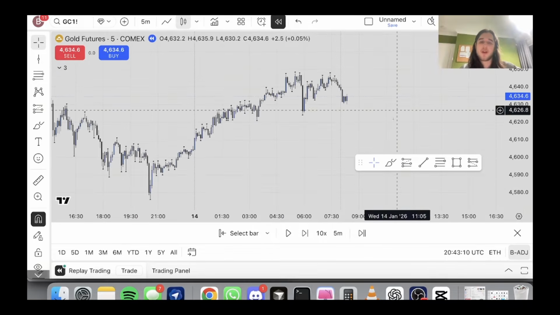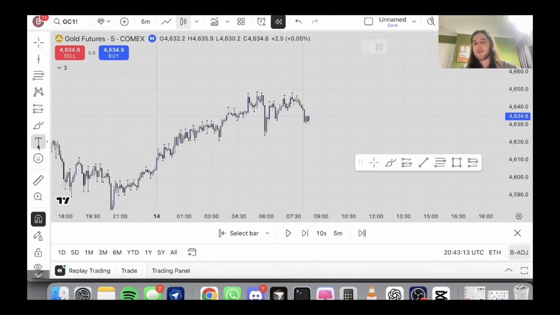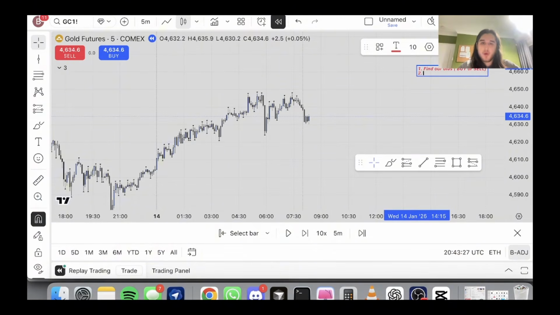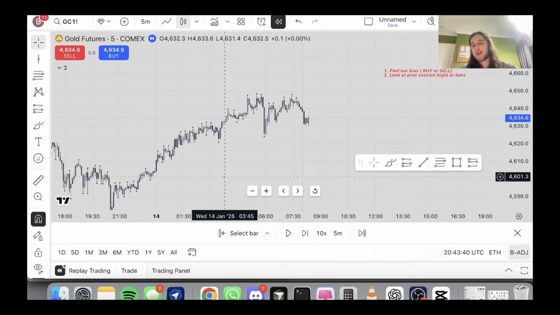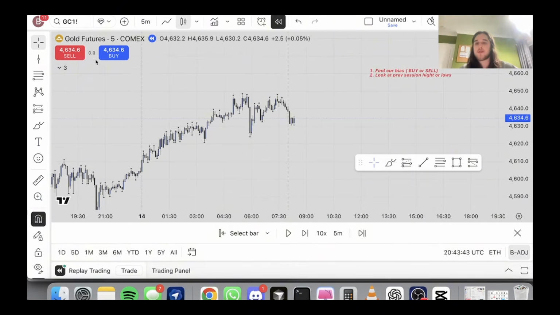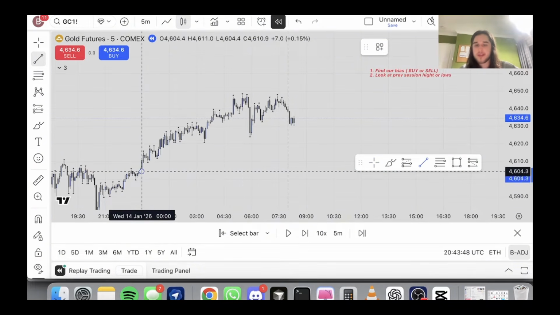and because we are looking for a buy, the next step, once we're on the 5-minute chart, so we've got our bias, step one, find our bias, and in this case we are looking for a buy here. Step two, we are going to look at previous session highs or lows. Now what I mean by that is the highest point or the lowest point in the previous session. So if we are looking for a buy, we're looking to bet on the price coming up, we want to be looking at the lowest point of the previous session.